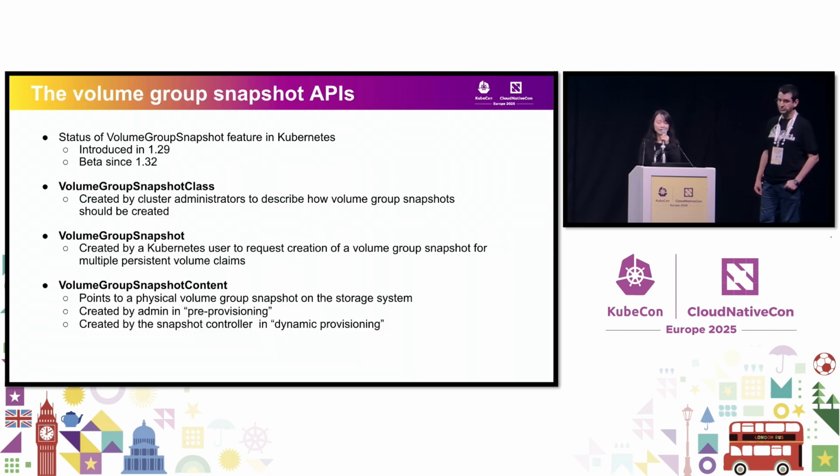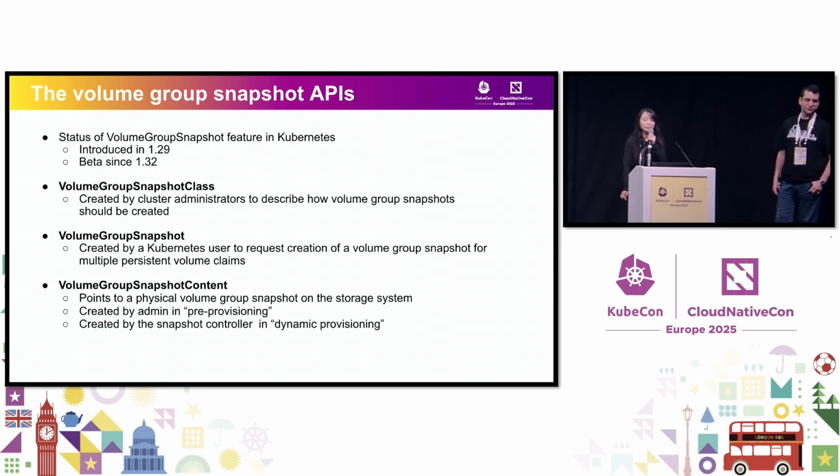We started to design the Volume Group Snapshot feature shortly after Volume Snapshot moved to GA in 1.20 release. But it took a while before we finalized the design, and we introduced it as alpha feature in 1.29 release. Then we moved it to beta in 1.32. This feature introduces 3 new APIs.